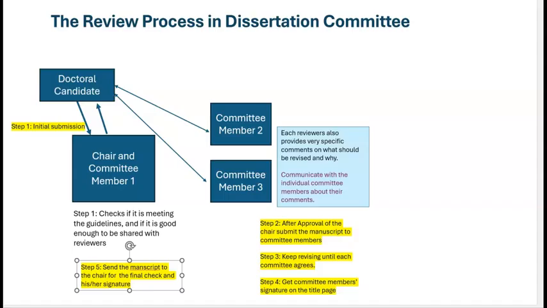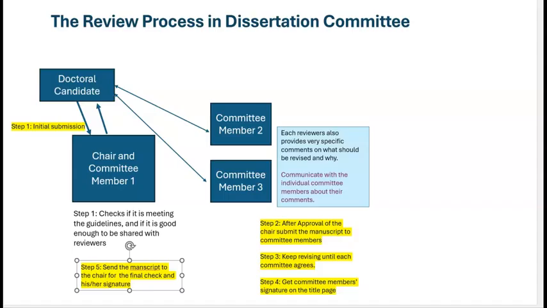If you do not understand or agree with committee members' comments, doctoral candidates are responsible for communicating with the committee members directly. If there are issues in communication between the candidate and the committee members, the candidates can go to the chair for consultation, and the chair can assist you in providing guidance on how the candidates can communicate better with doctoral committee members.